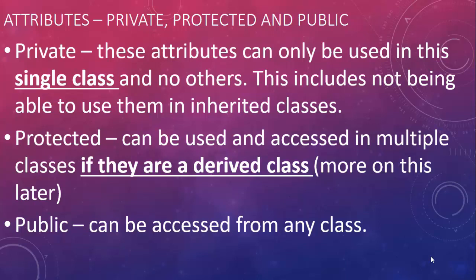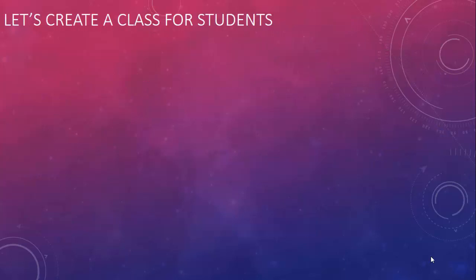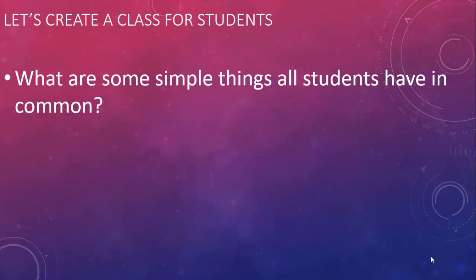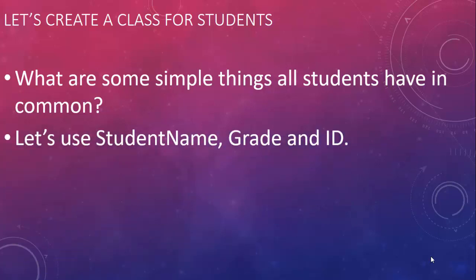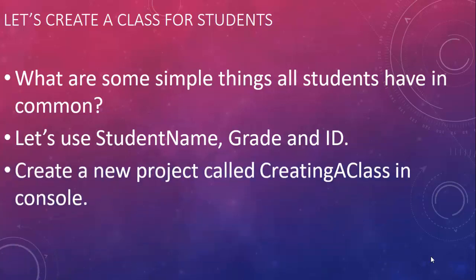So let's go ahead and actually create a class. We're going to create a class for students, and one thing we might want to ask ourselves is, what are some simple things that all students have in common? Well, they have a name, they have a grade, and they have some type of ID number. So we're going to use student name to hold the student name. We're going to use the variable grade to hold the grade that they are in, and we're going to use ID to hold their ID or identification number. So we're going to create a new project. We're going to call it creating a class, and we're going to do it in console. So we're going to flip over to VB.NET and get started programming.